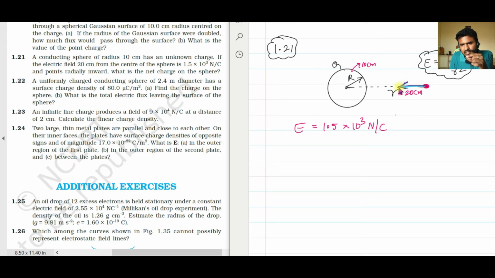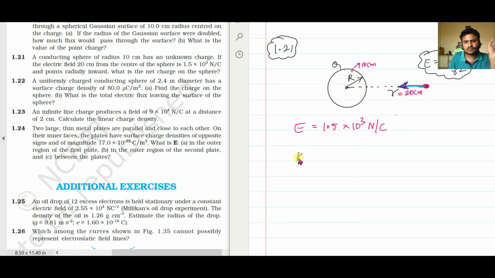So if the electrical field is pointing radially inwards, it means the sphere is carrying a negative charge. When will electrical field be radially inwards? If the charge is a negative charge, then electrical field will be radially inwards. If the charge is a positive charge, then the electrical field will be radially outwards. So it's very clear that the electrical field given is radially inwards, which means the sphere should be carrying a negative charge.